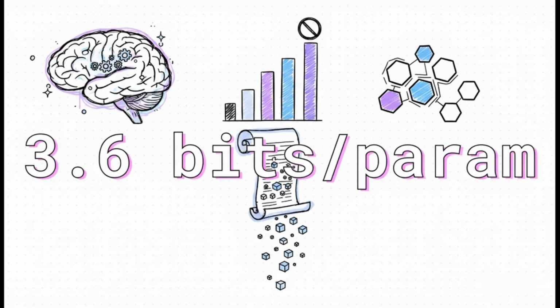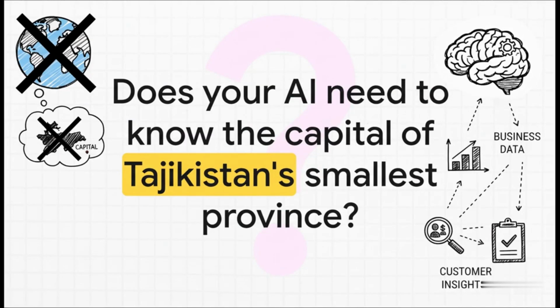To get this, you have to understand one thing. These models have a limited amount of brain space. They can only store so much information. The current thinking is it's around 3.6 bits of information for every parameter in the model, and that capacity is finite. So think about that. A huge chunk of that fixed capacity is being wasted on totally useless trivia.